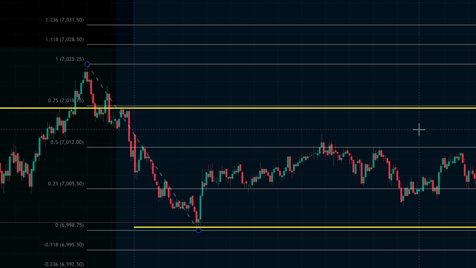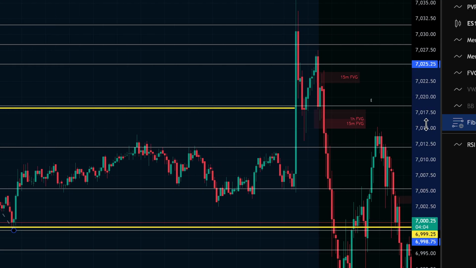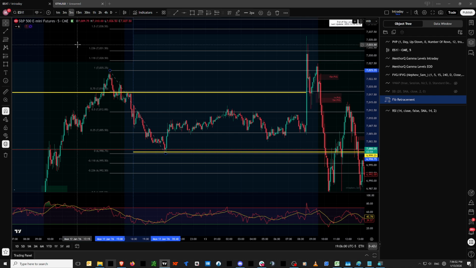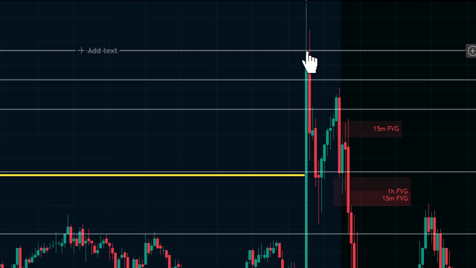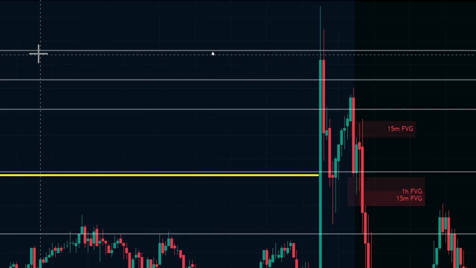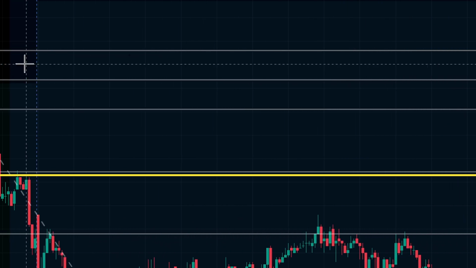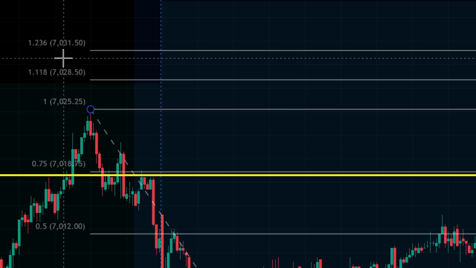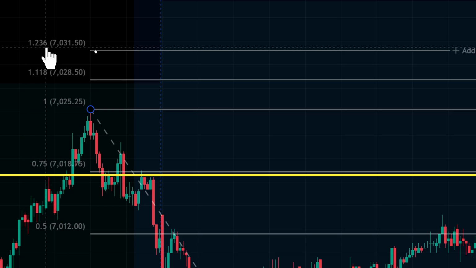Now, let's go look at our big ass candle today, and I'm going to have to shrink this back down a little bit. I want you to see where this candle punched. I'm going to put my cursor on this horizontal line, and I want you to see that it punched the 1.236. Now, what is that? What is the 1.236?